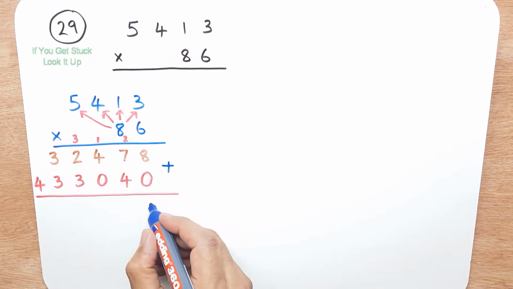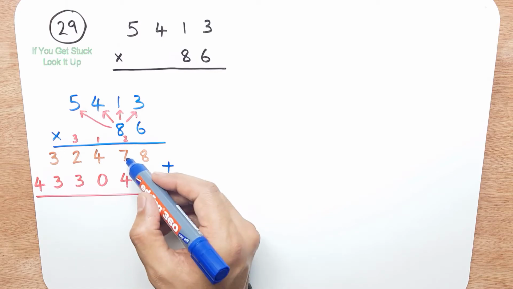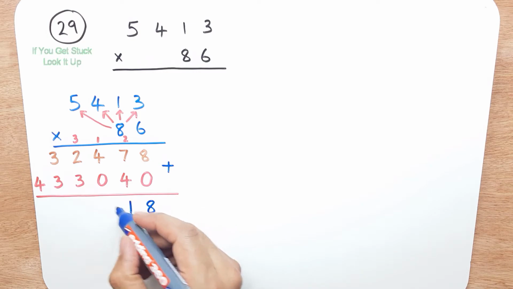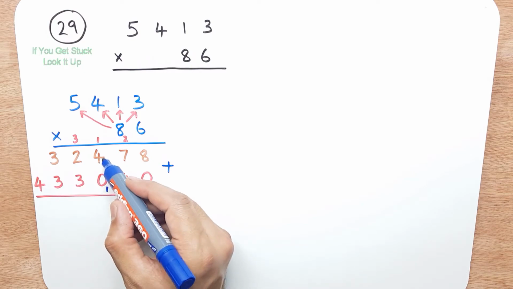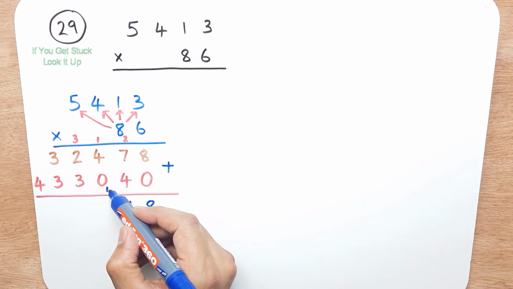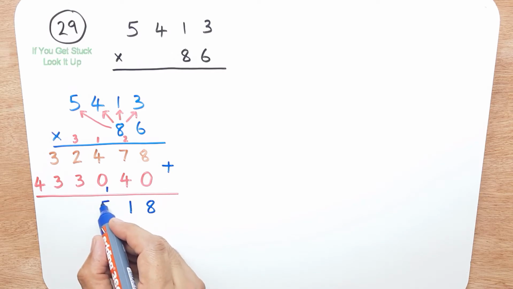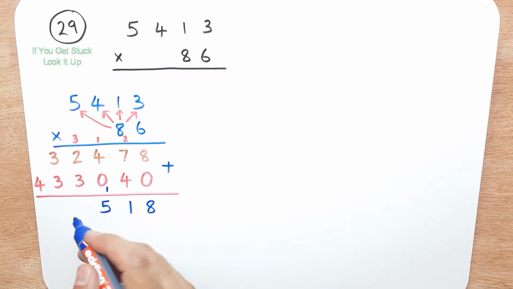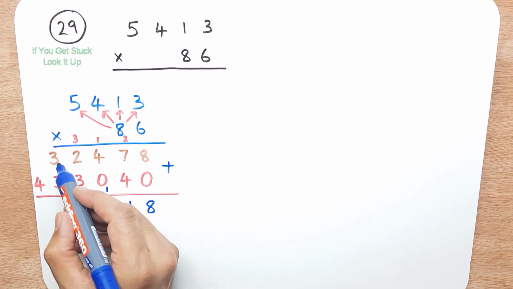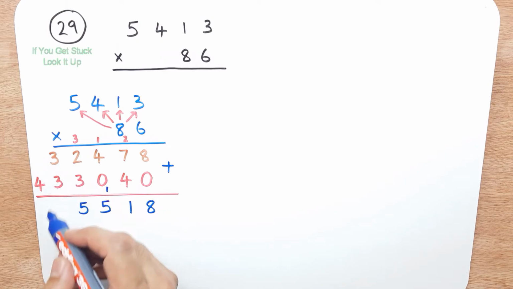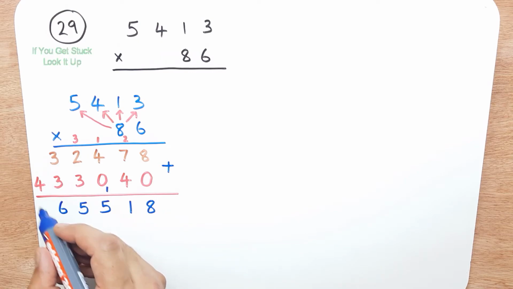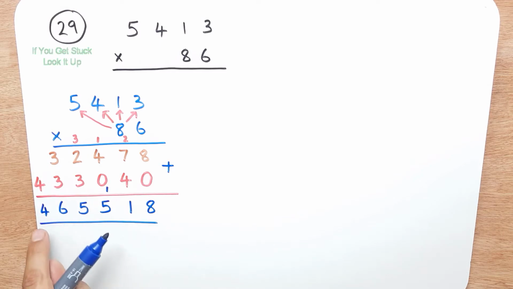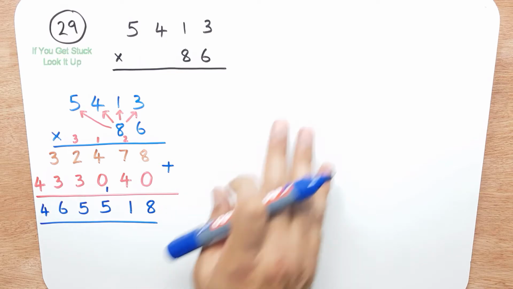8 add 0 is 8. 7 add 4 is 11. We put the 1 down and we carry the 1 over. 4 add 0 add 1 that we've carried over is 5. 2 add 3 is 5. 3 add 3 is 6. Nothing add 4 is 4. So now we have this number here. So let me write this up here.